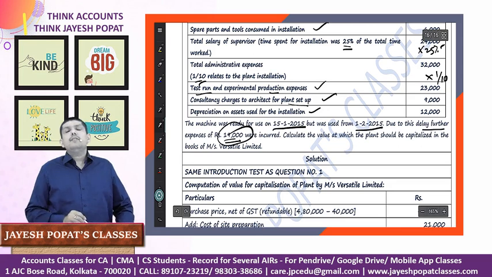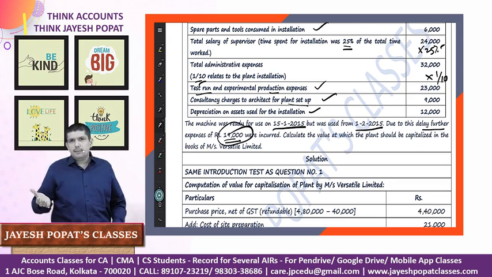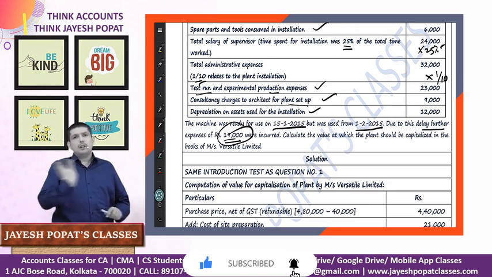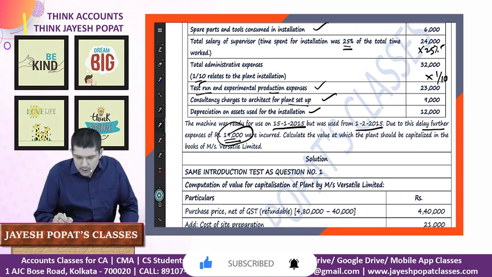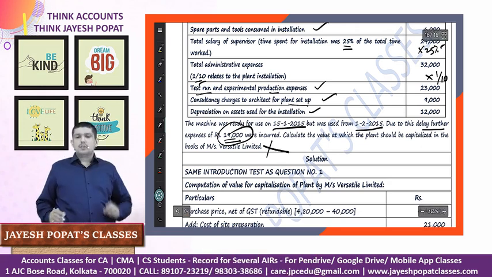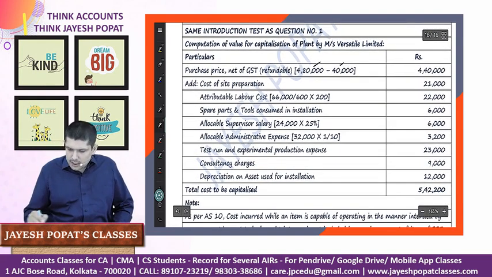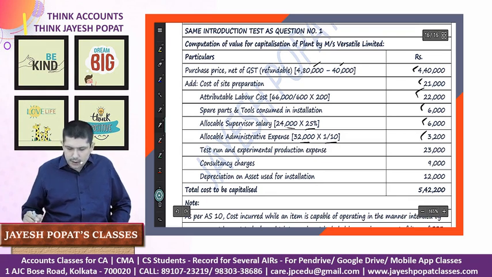So we have seen that when the asset is ready to be used as intended by the management, but if it is not used or it is used below capacity, the cost incurred for that should not be considered as part of the cost of the PPE. So this 19,000 should not be considered as the cost of the PPE, right? So let us look at the computation. Purchase price net of GST 440. Site preparation 2166 divided by 600 into 200. Spare parts allocable. Supervisor salary 24,000 into 25%. Allocable administrative expense 32,000 into 1/10. Test run and experimental production expenses, consultation charges and depreciation of asset installed for use.